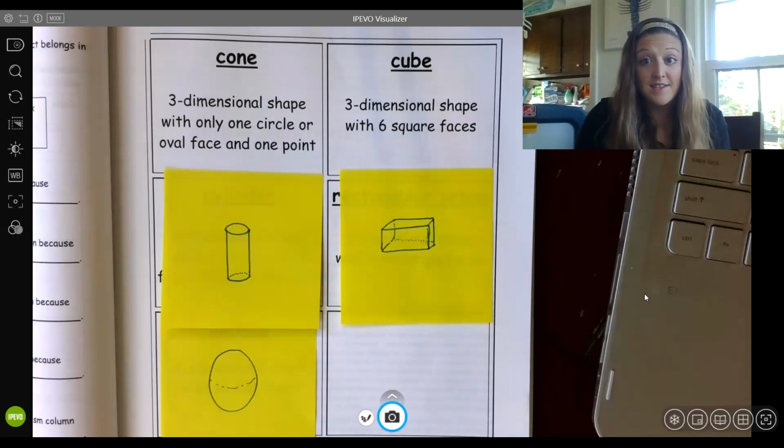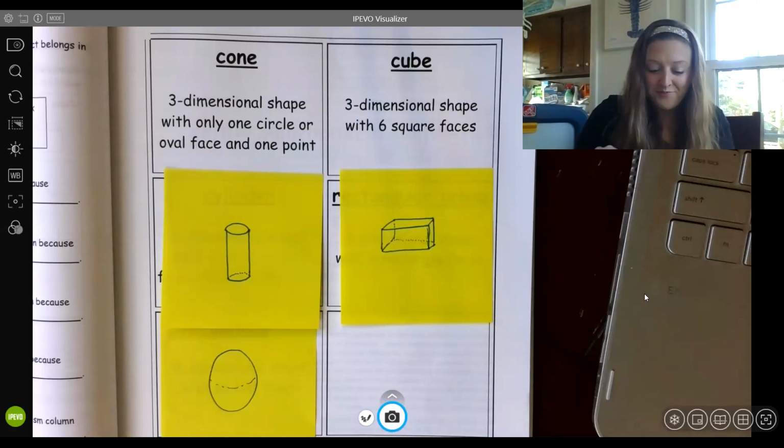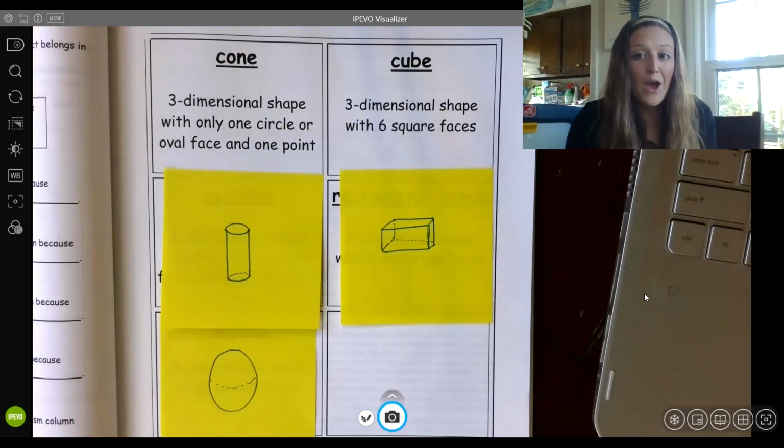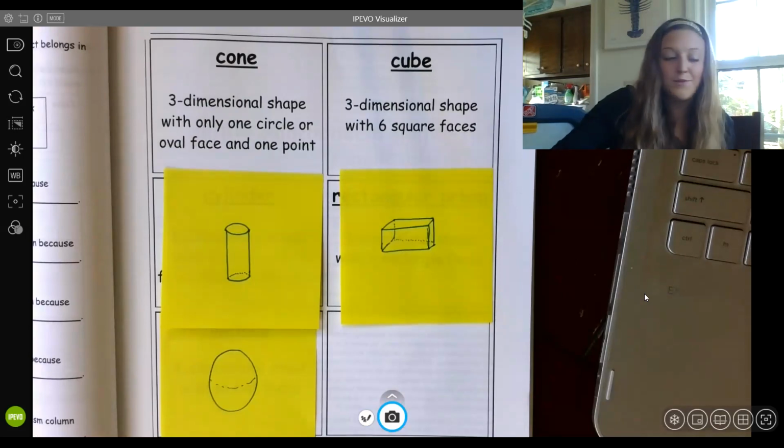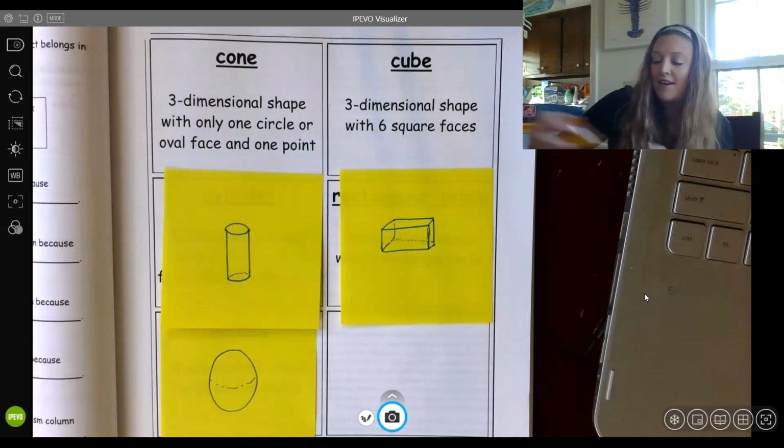So every single face is a square. This is a what? It's a cube. Awesome. So we know our cone, we know our cube, we now know how to describe them based on their attributes. The next one we're going to look at is this thing right here.